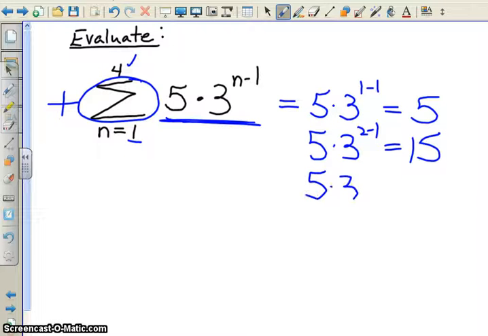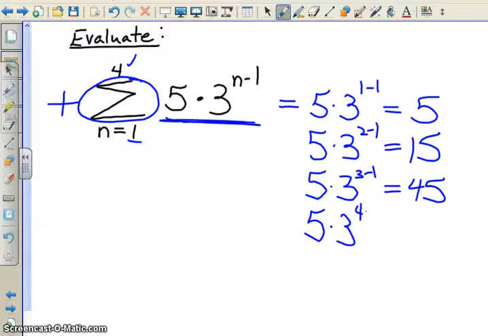Next term. 3 minus 1 is 2. 3 to the 2 makes 9 times 5 is 45. And our fourth term, 4 minus 1 is 3, 3 to the third is 27, and 27 times 5 is 135. So there's our four terms for this sequence, and now with the summation symbol, I'm going to add together those four terms, and gives me a total of 200.